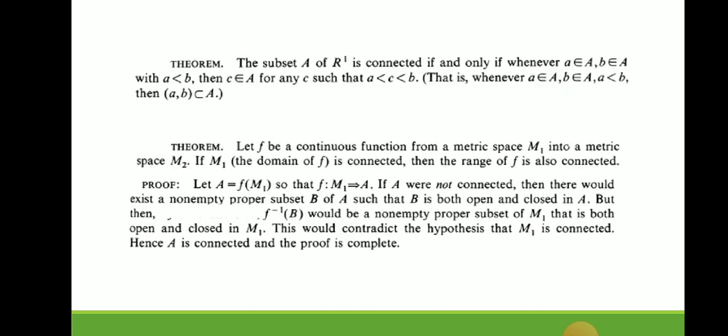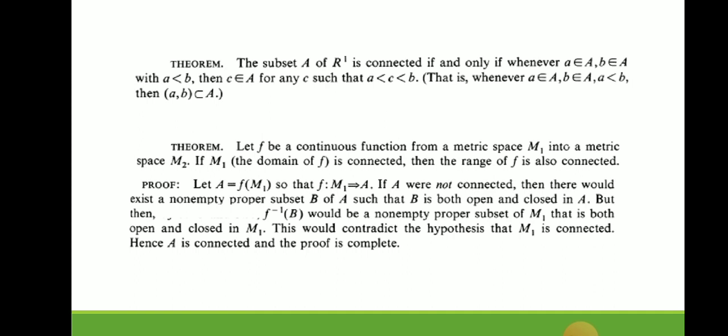From that definition we can deduce the following results. The first theorem: a subset A of R with the absolute metric is connected if and only if whenever a is in A, b is in A with a strictly less than b, then c belongs to A for any c such that a is strictly less than c which is strictly less than b. That is, whenever a, b belong to A with a less than b, the open interval (a, b) is a subset of A.